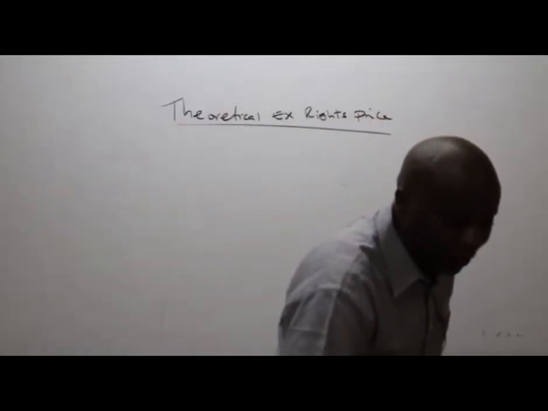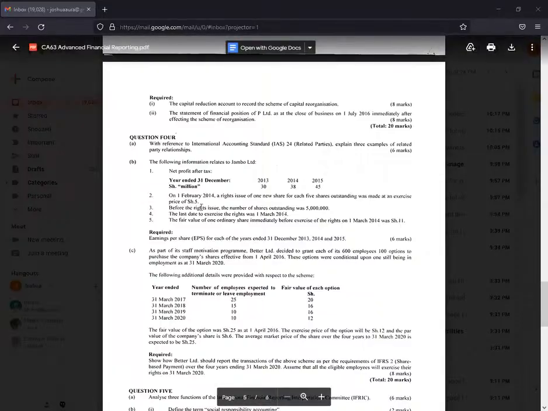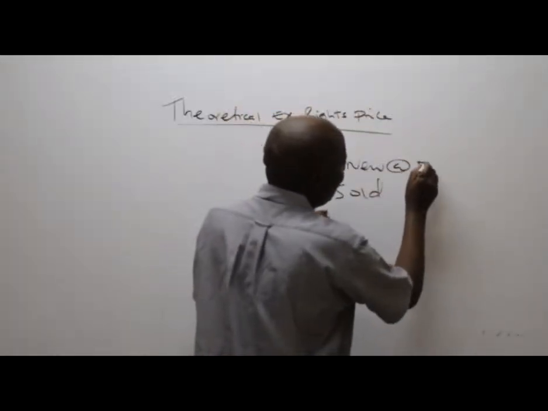Great. I can see students are giving me very many formulas. On 1st February 2014, a rights issue of 1 new share for each 5 shares outstanding. So for each 5 old shares, 1 new share was made at an exercise price of 5. The new share here is going for shillings 5.